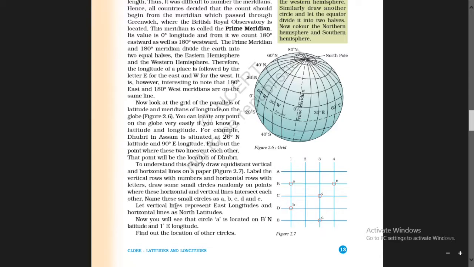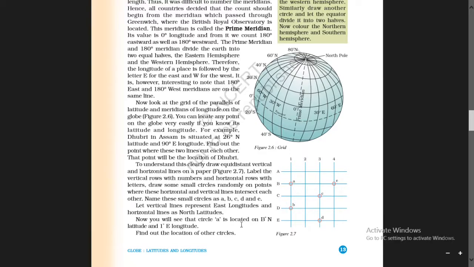Let vertical lines represent east longitudes and horizontal lines north latitudes. Now you will see that circle A is located on B degree north latitude and 1 degree east longitude. Find out the location of other circles like this. You have to find out the location of other circles.